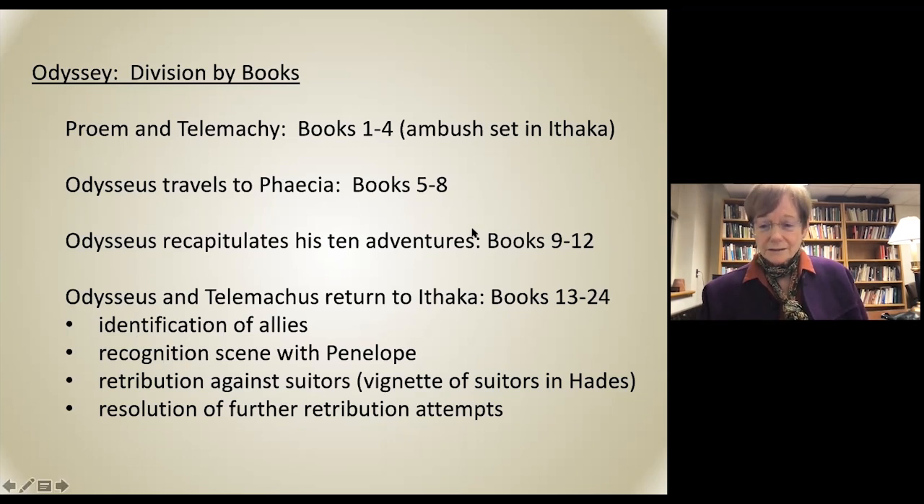While he's there, he recapitulates his 10 adventures, and that takes place in books 9 to 12. And then by book 13, Odysseus and Telemachus have both returned to Ithaca. This is when it turns into more of an adventure story than the epic tale that we've been following so far. Odysseus arrives in disguise.